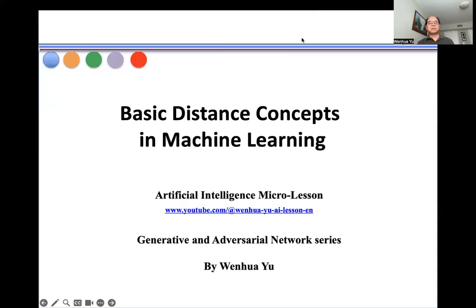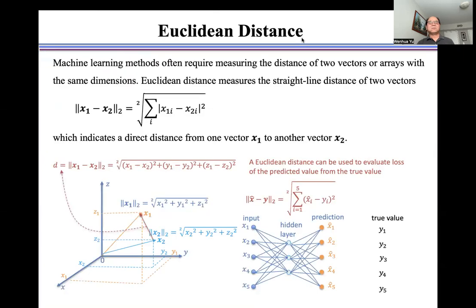In this video, I introduce basic distance concepts in machine learning. Machine learning methods often require measuring the distance of two vectors or arrays with the same dimensions. Euclidean distance measures the straight-line distance of two vectors, namely, the Euclidean distance is defined as the length of a straight line connected from a vector x2 to vector x1.